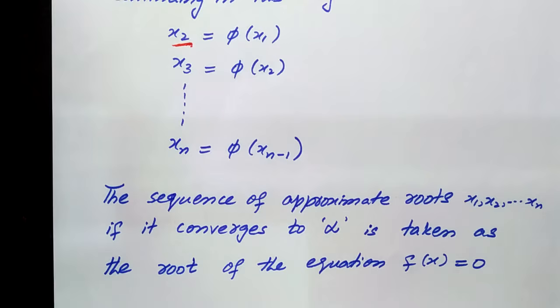In this way, we will get a sequence of approximate roots. If it converges to alpha, if we get some root that is repeated up to some decimal places, then that value will be the root of the equation f of x equals 0.